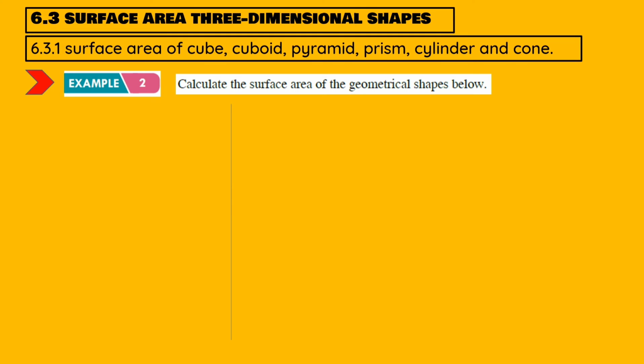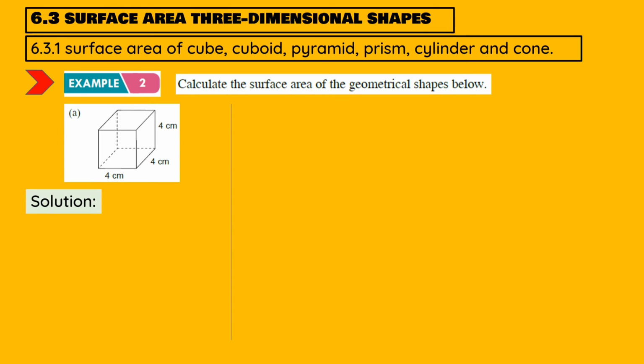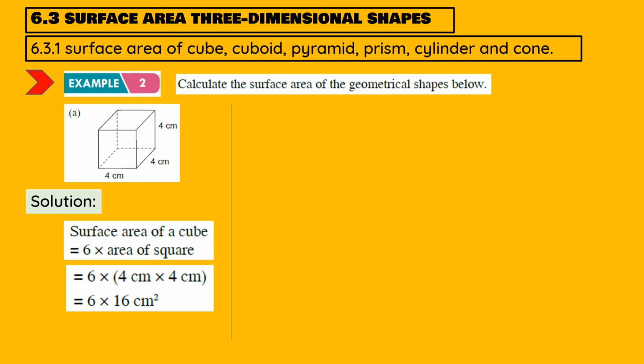Let's look at example 2. Calculate the surface area of the geometrical shape below. A. The solution is surface area of a cube equals 6 times area of square. 6 times 4 times 4 equals 6 times 16 centimeter squared, which is 96 centimeter squared.